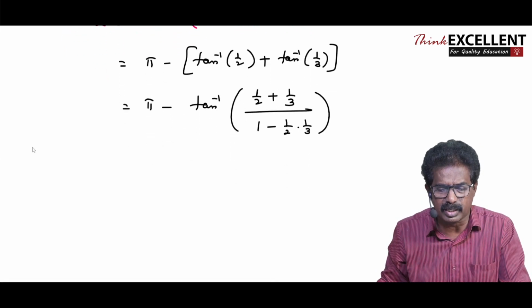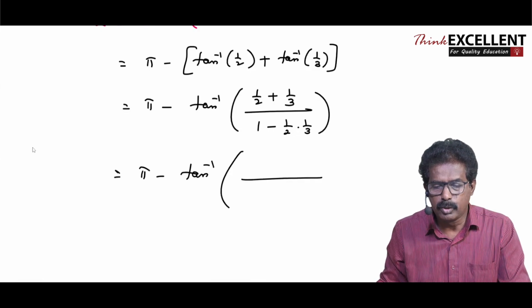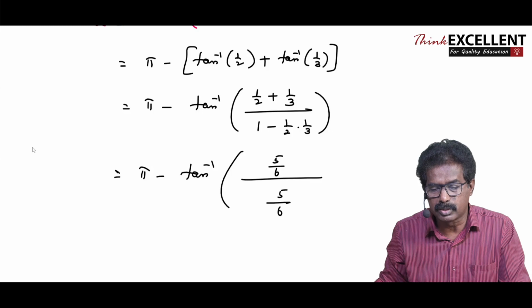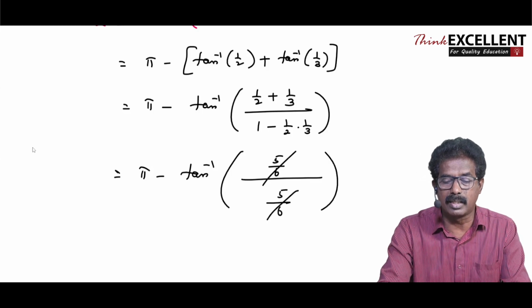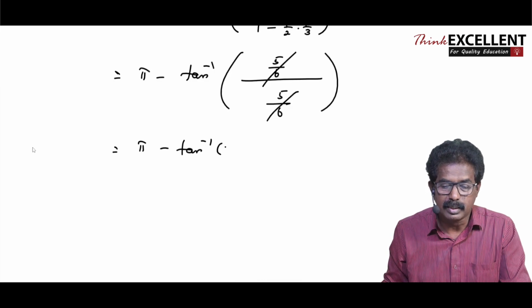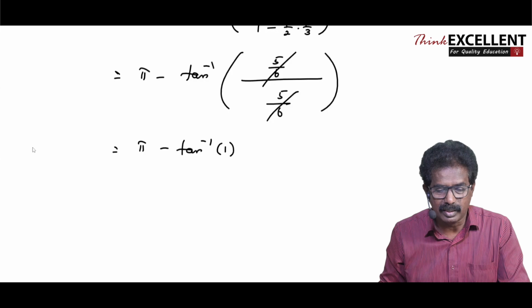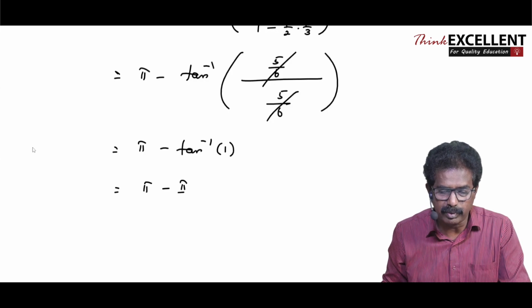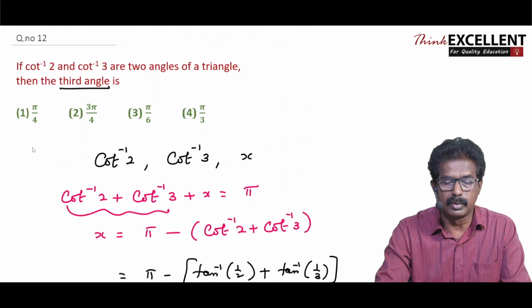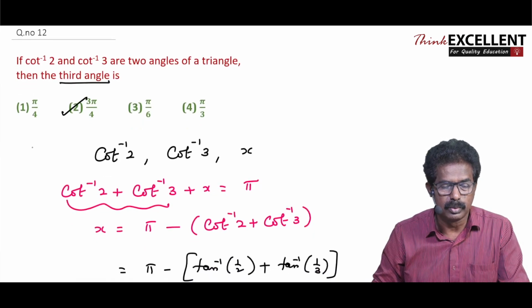Now just simplification: pi minus tan inverse. Take the numerator, 2 3s are 6 is the LCM, so 3 plus 2, 5 by 6. Here also 6 is the LCM, 6 minus 1, that is also 5, right? Cancel both, you are getting tan inverse 1. So pi minus tan inverse 1. Tan of which angle is 1? 45, right? So your answer is pi minus pi by 4. Take 4 as LCM, 4 pi minus 1 pi, it is 3 pi. So your answer is 3 pi by 4. That is option number 2.